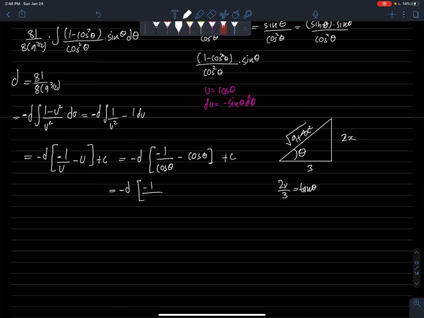What's cos going to be? Adjacent over hypotenuse. So 3 over, so now the thing's going to come on top. 3 over root 9 plus 4x squared, minus 3 over root 9 plus 4x squared, plus C.